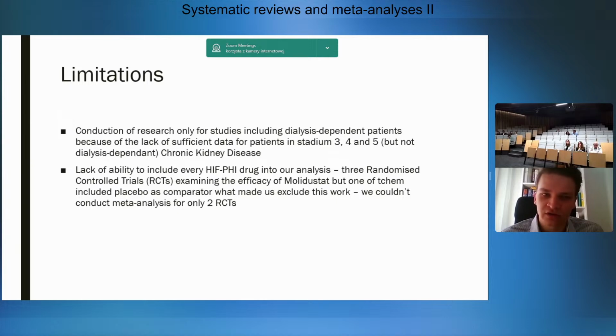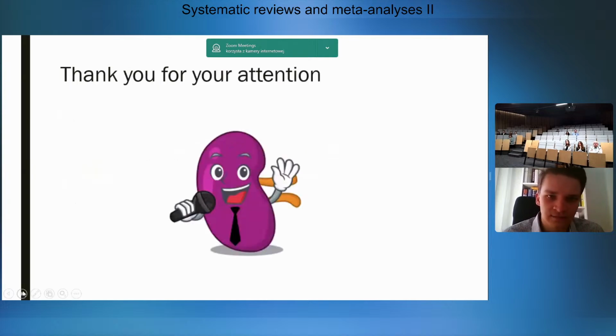analysis, because there were 3 randomized controlled trials examining the efficacy of molidustat, but one of them included placebo as a comparator, which made us, of course, exclude this work, and it simply wasn't possible to conduct a meta-analysis for only 2 randomized controlled trials. And thank you very much for your attention.